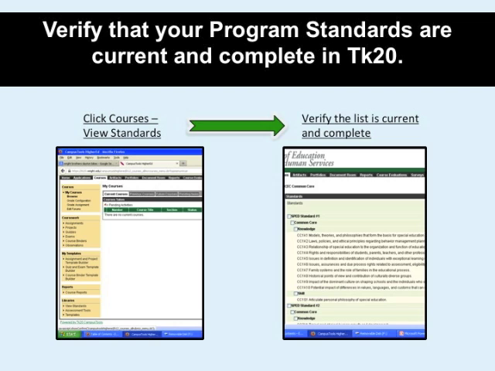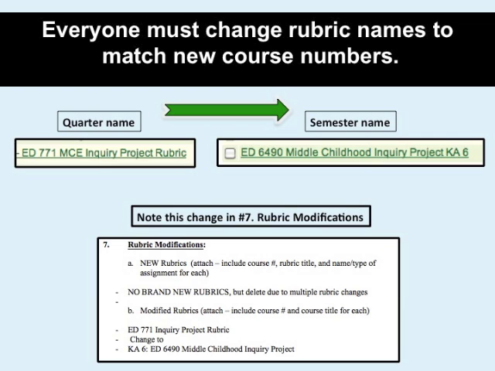While you are thinking about Tk20 changes, it is always a good idea to check on your standards. Click on Courses on the main tab bar. Click on the Standards link in the yellow box on the left. Find your standards and verify that the list is complete and current. Since we ask our students to attach the corresponding standards to artifacts in each tab, we need to have the current program standards available. Finish the first page of the review form, and you know the changes that you will be making. You are ready to move on to the changes that need to be made in Tk20.